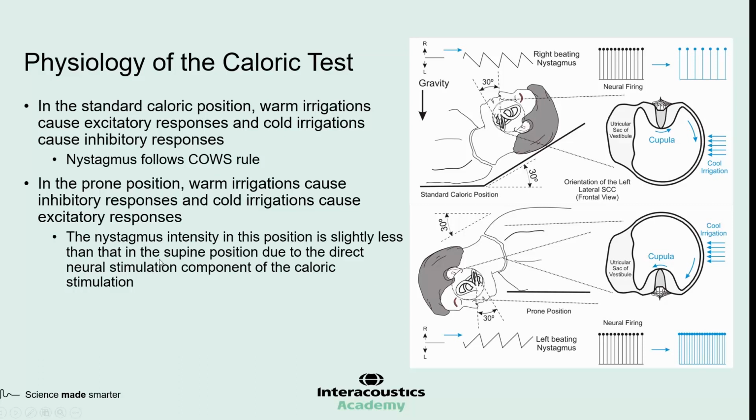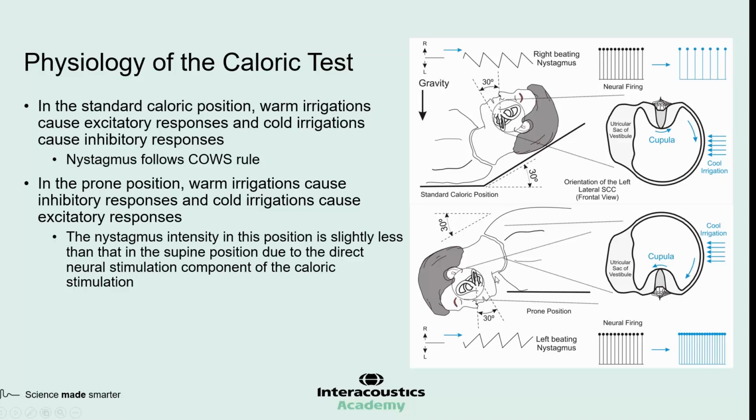So in the standard caloric position, the neural component and the gravity component are in the same direction. They enhance each other. In the prone position, they're in the opposite direction and they subtract. So in fact, you get a little bit stronger response in the standard caloric position, and that's why we do the testing in this position.